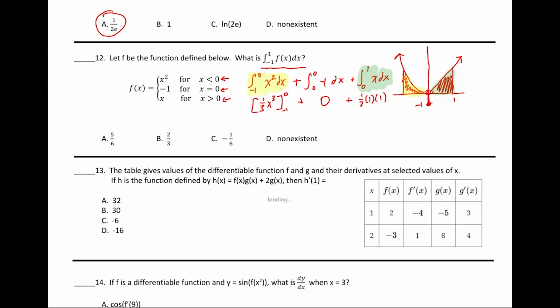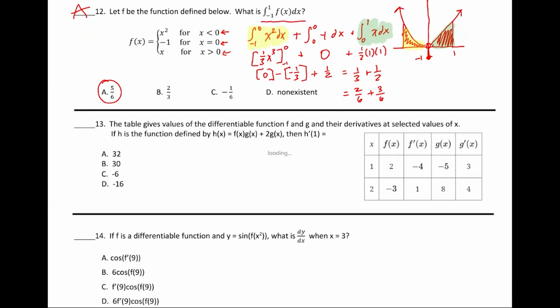So on the left-hand piece, if we plug in 0, we're going to get 0. So we have 0 minus, if we plug in -1, we're going to get -1 cubed is -1 times 1/3 is -1/3. We can ignore the plus 0. And then we've got plus 1 times 1 is 1 times 1/2 is 1/2. So we've got 1/3 plus 1/2, which is the same thing as 2/6 plus 3/6. So we get 5/6.